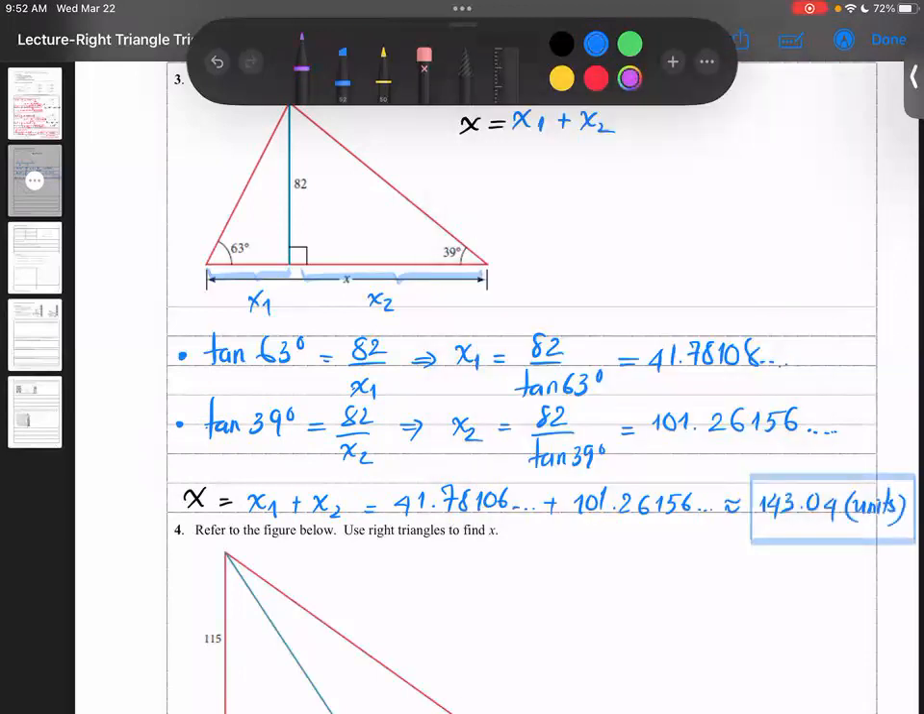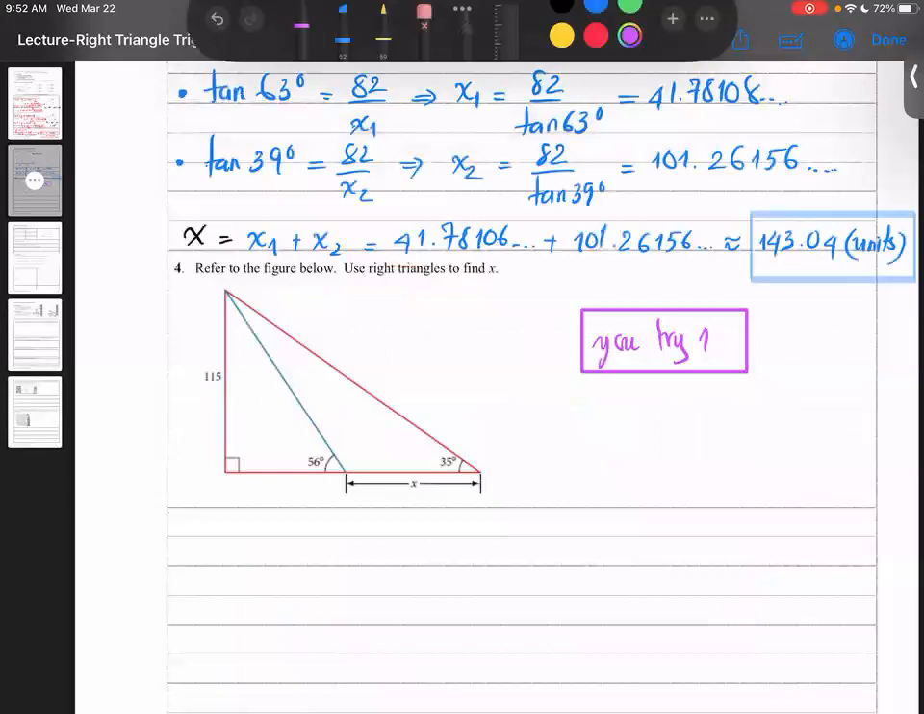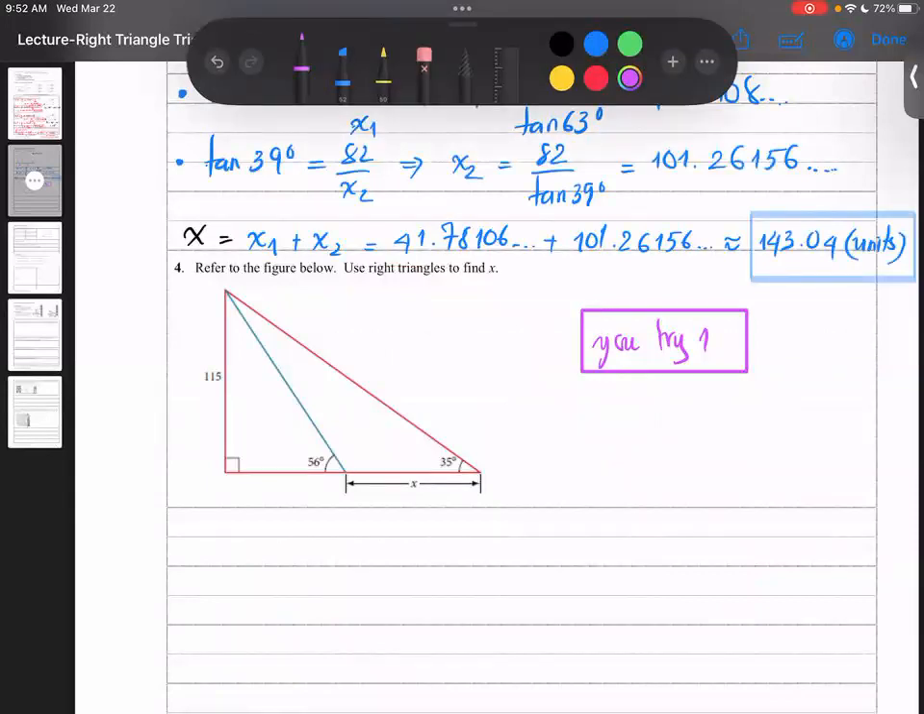Number 4 is you try one. Let me give you a hint for number 4. Number 4, they're looking for x. But it belongs to the triangle that is not what? It is not a right triangle, right? But the other two are, right? The first one is the big one, and then the little one inside it. So your goal will be what?